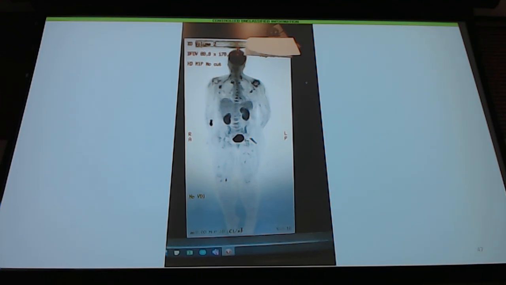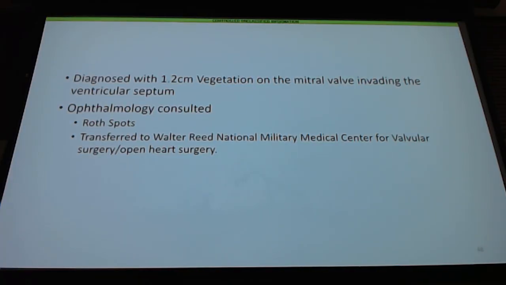There was a 1.2 centimeter vegetation on the mitral valve that was invading the ventricular septum. Ophthalmology came up, they looked at her retinas, they found Roth spots. They also started to notice some other things. The septic emboli had invaded the bone and was eating away at the bone, which is why she was having hip pain, which is why she was having knee pain, because those septic emboli were basically causing an osteomyelitis.